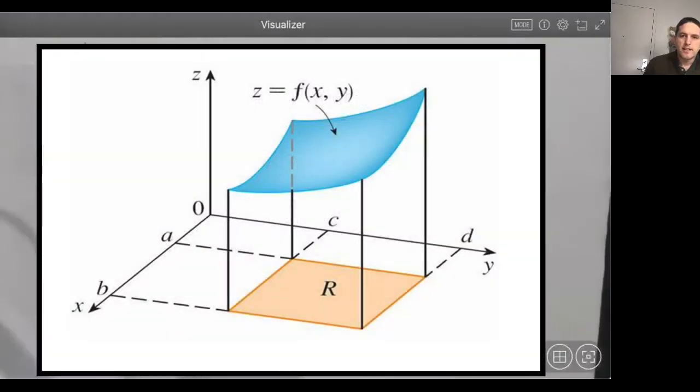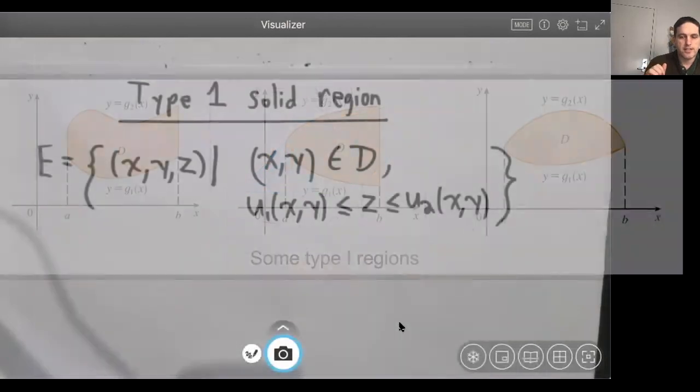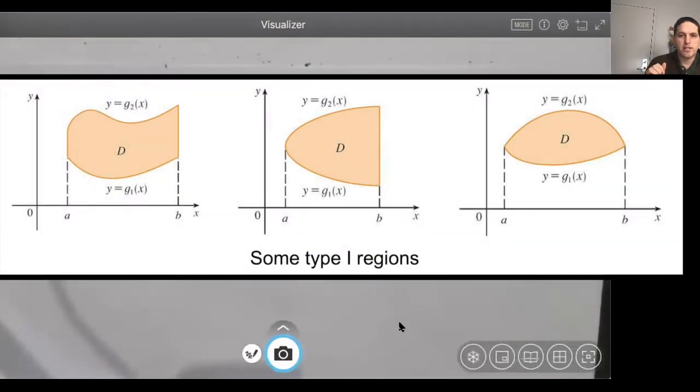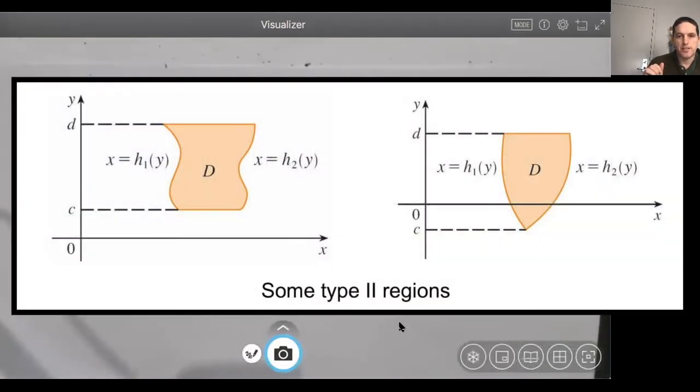When we learned how to integrate a function of two variables over a region in the plane, we first learned how to integrate over a rectangle, and then we learned how to integrate over more general regions, specifically a type 1 region and a type 2 region.